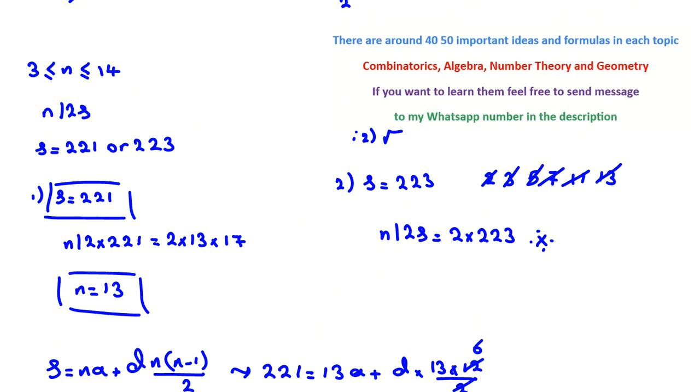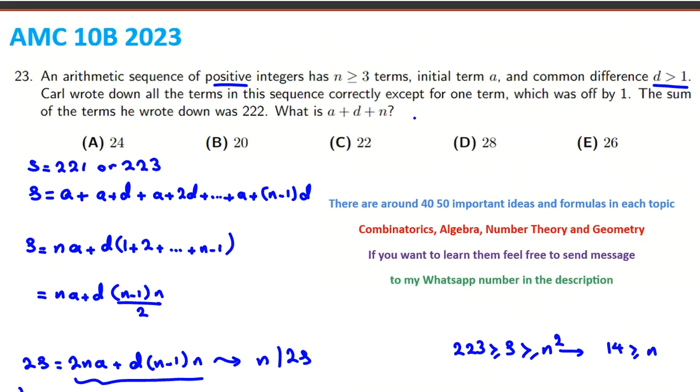Okay? So the answer will be which choice? The answer will be choice B. Okay, so the answer is choice B.